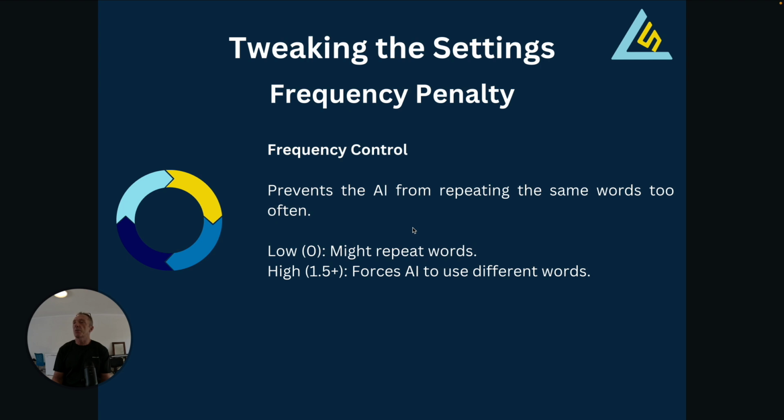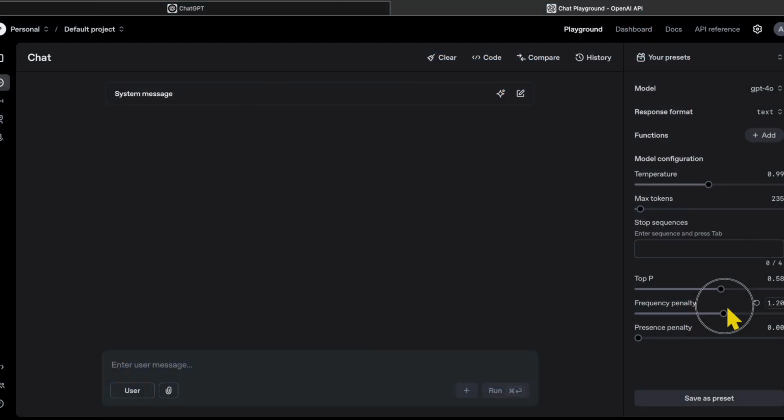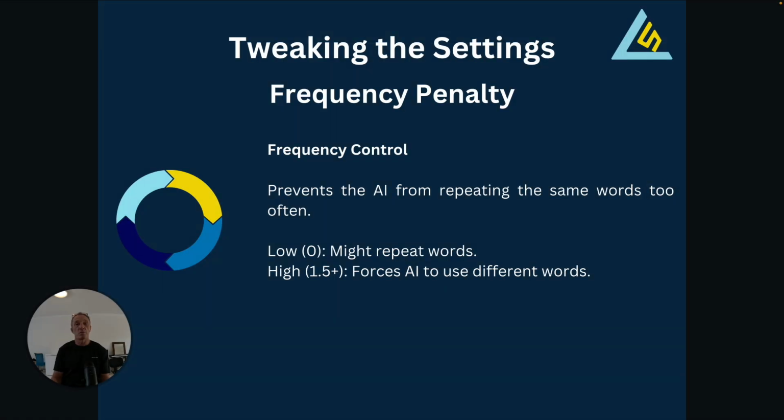Thirdly, we've got frequency penalty. So frequency penalty is controlling how many times a word comes up in an output. So if you don't want the AI to keep repeating the same word over and over again, what you can do is actually increase it. You can make it higher. So as you increase the number, you get more variety. When you bring it down, you get a sort of repetition of words.